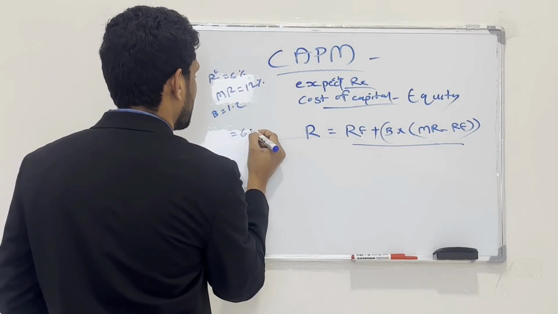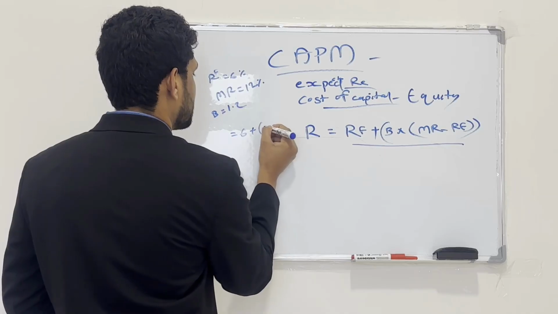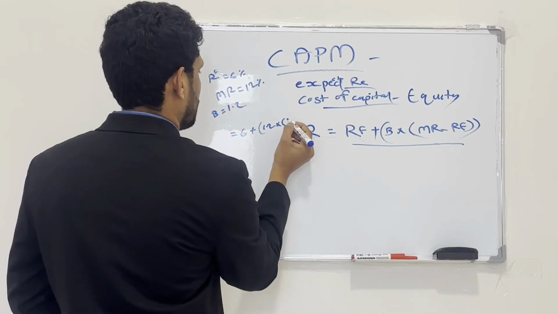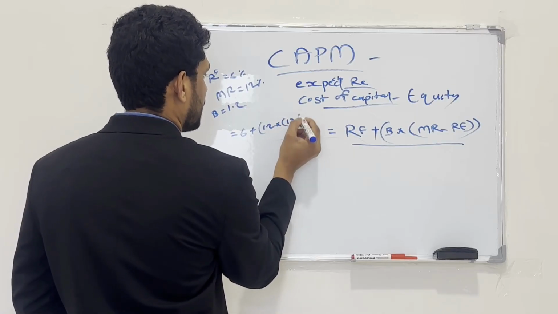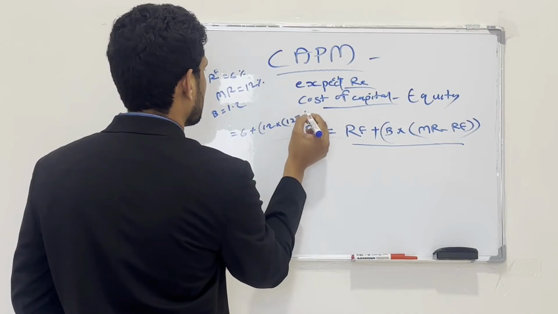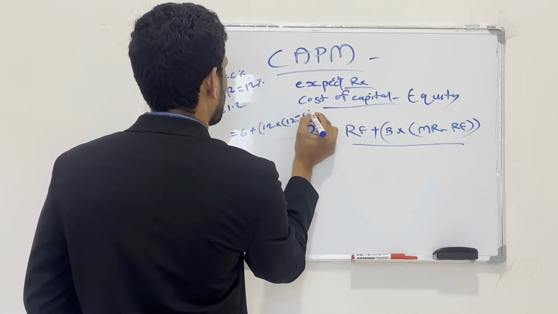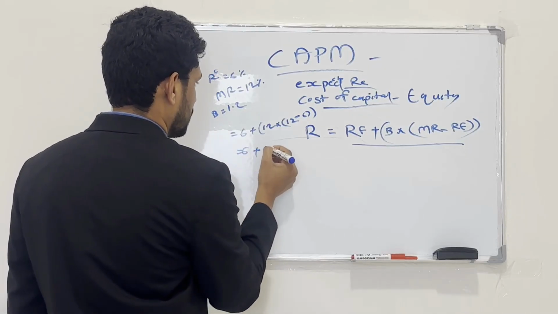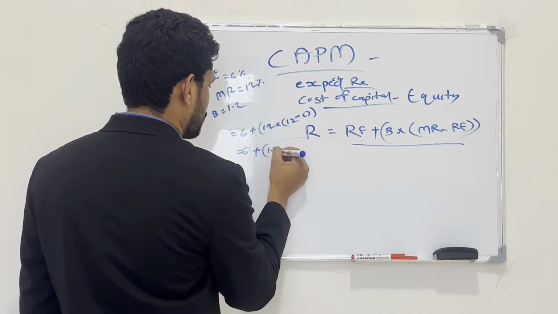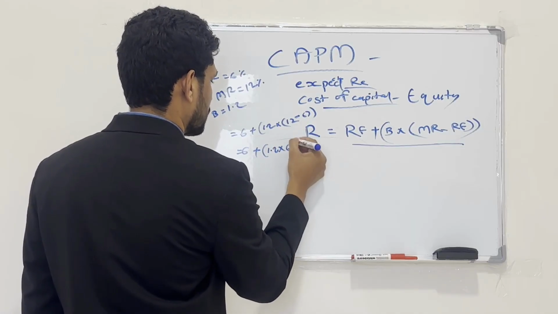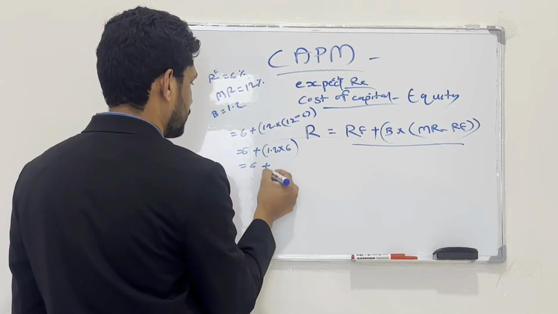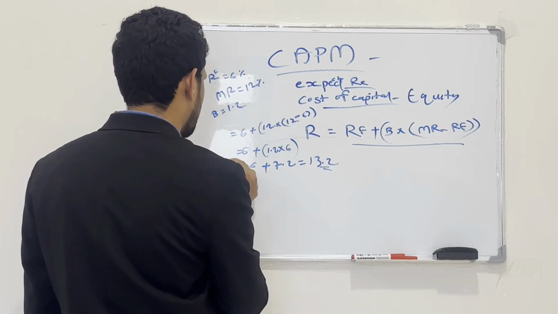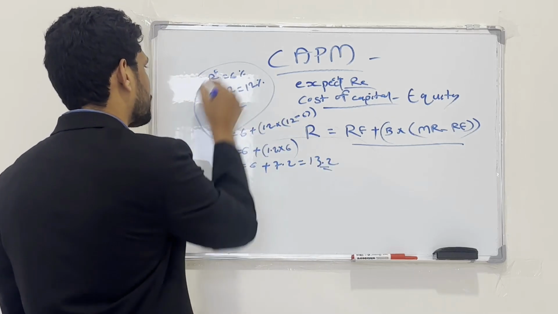Risk-free, that is 6%, plus beta 1.2 into (market return minus risk-free), where risk-free is 6%. So in this case, it is 6 plus 1.2 into 6. That means 6 plus 7.2, which is 13.2. This is the expected return in this case.